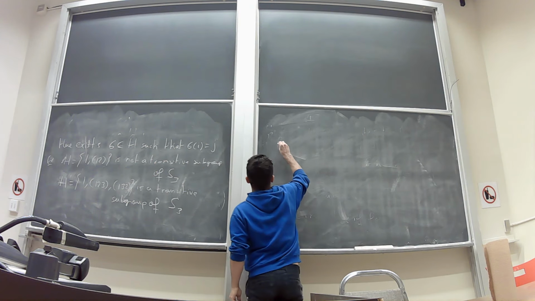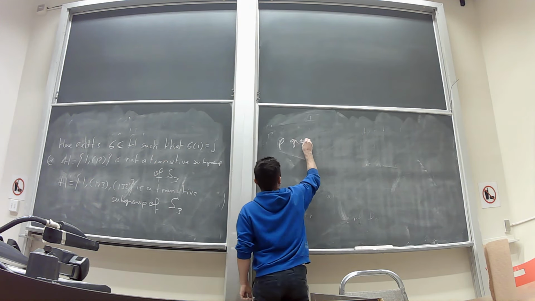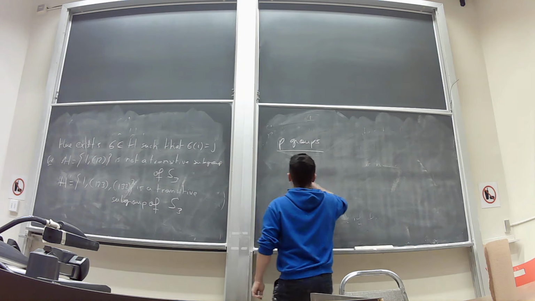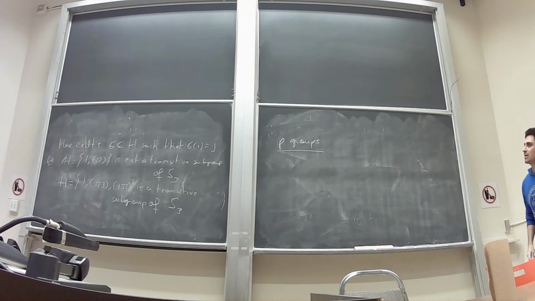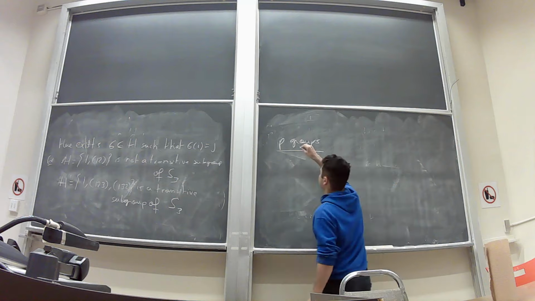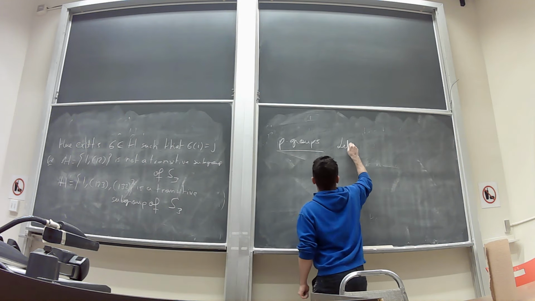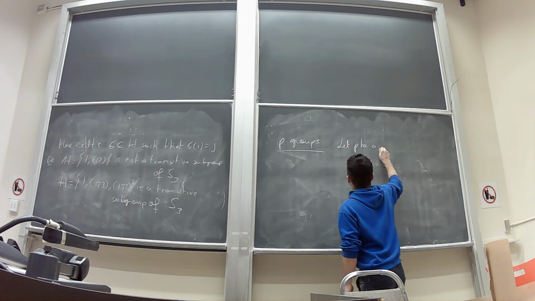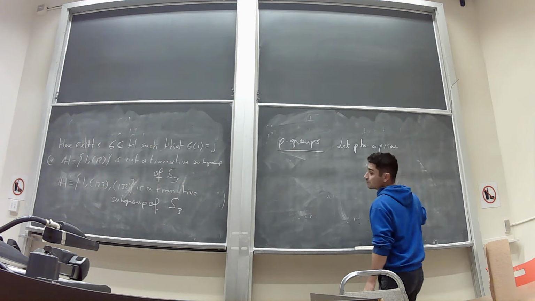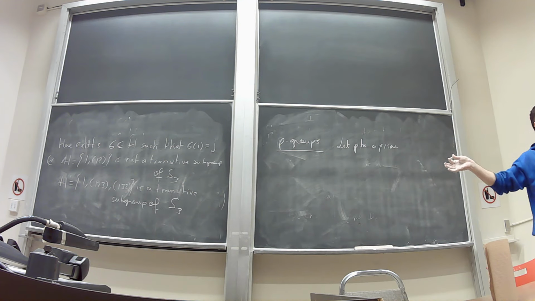Now the new section will be P groups. A finite group, so let P be a prime. This stuff you have seen before, okay? We'll just combine everything and do one more theorem, and then maybe end this lecture. Okay?